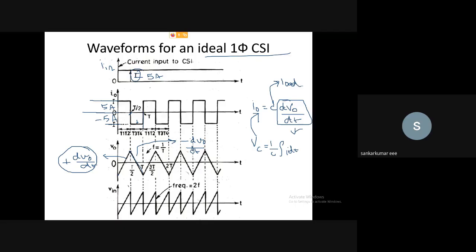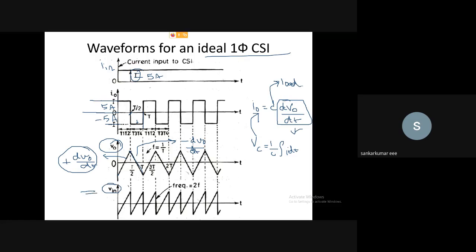So the slope is negative. By this we can see that for the positive half cycle of the output current, the slope of the output voltage will be positive, and for the negative half cycle, the slope of the output voltage will be negative. So this is the output voltage V naught waveform. From this we can plot the input voltage waveform.